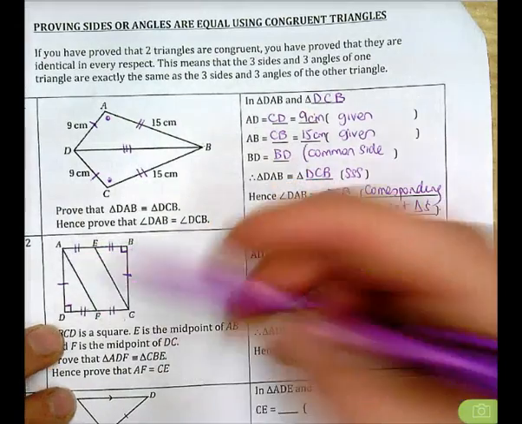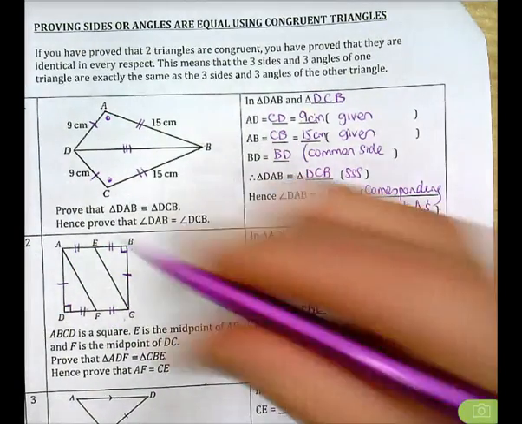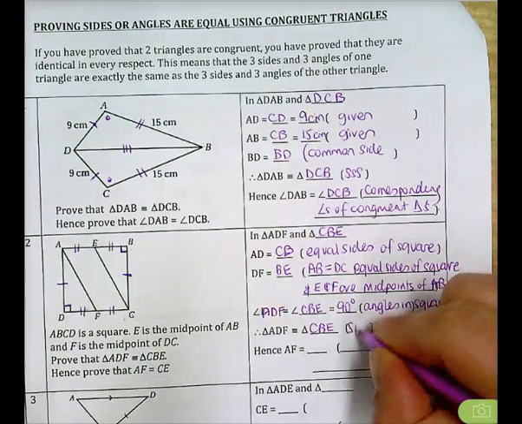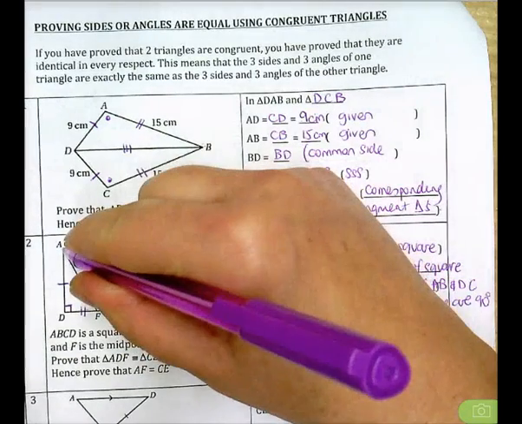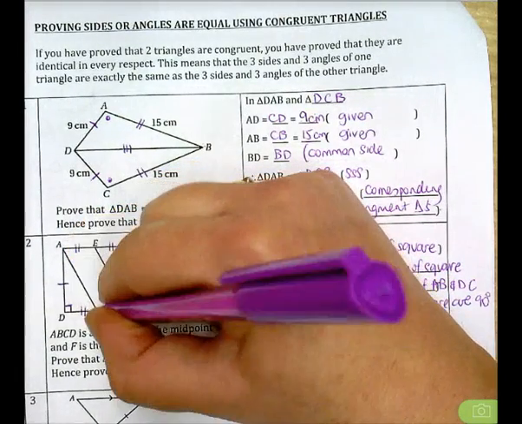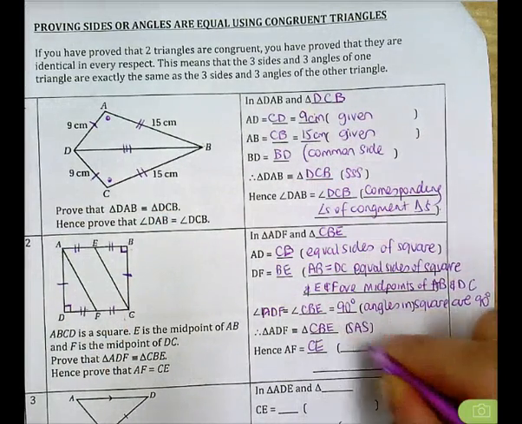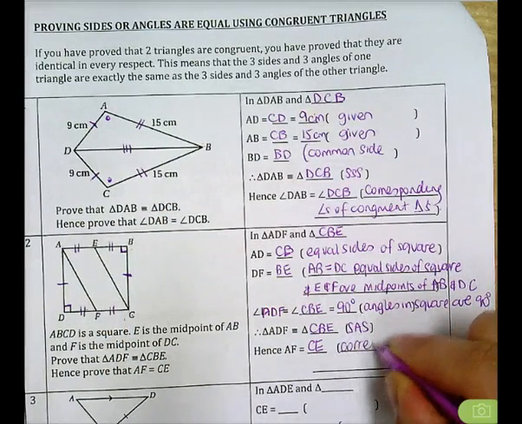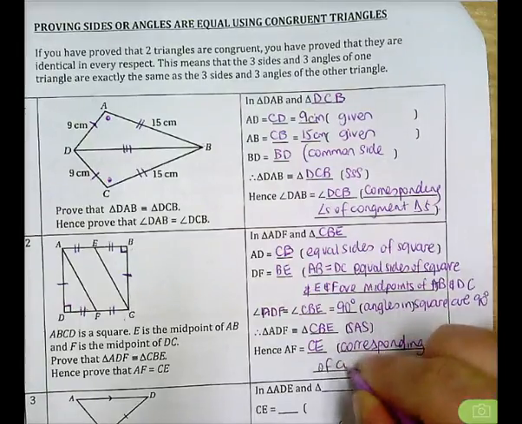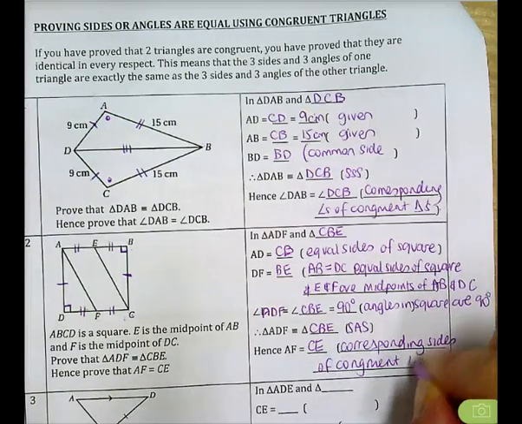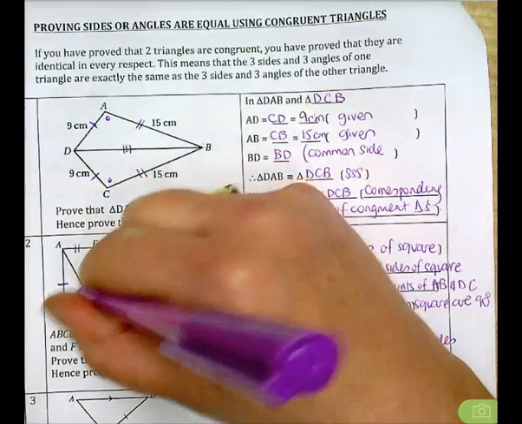Therefore, triangle ADF, and now I've gone along the single dash side and along the double dash side, is congruent to triangle CBE, and the reason is side, angle, side. So hence AF is equal to, going from the single dash side to the end of the double dash side, AF is equal to CE. The reason is that they are corresponding sides of congruent triangles. Now, because the two triangles are congruent, we know that these remaining third sides will be equal to each other.